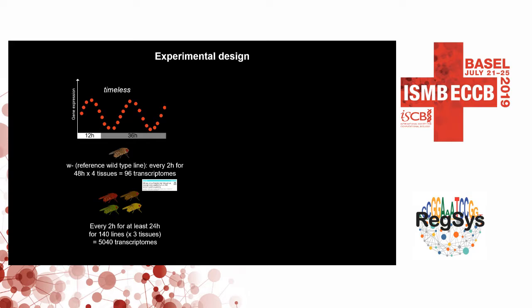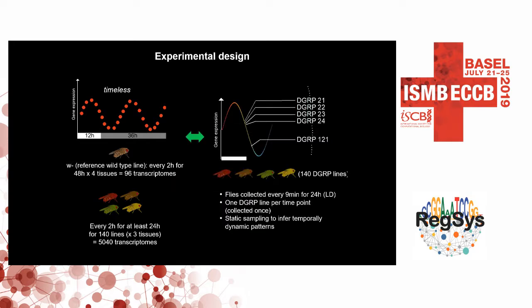We came up with the following approach, namely to sample each of the lines only once, but across the 24-hour time period, such that each line represents a specific time point in the circadian cycle, so to speak. Flies are collected every 9 minutes for 24 hours. We only have 1 DGRP line per time point, so every line will be sampled only once. That means we need to infer temporally dynamic patterns from static sampling.